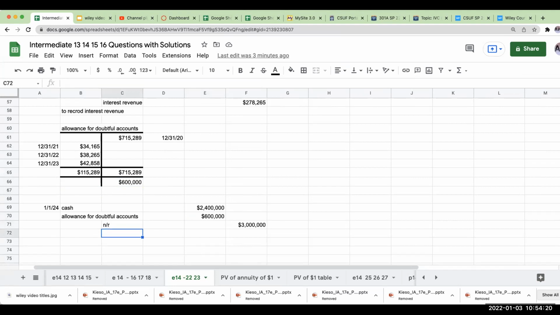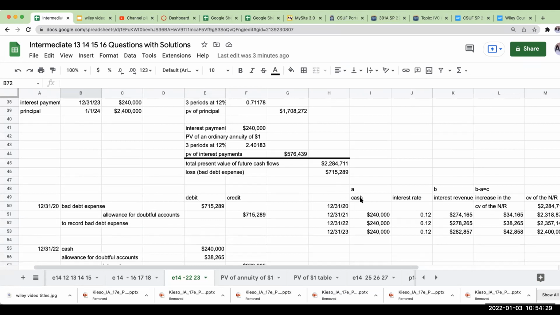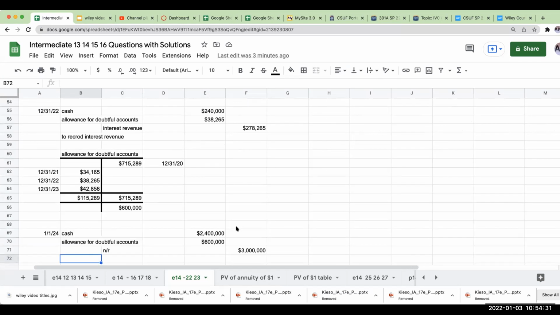So hopefully that wasn't too confusing, but again, my suggestion to you for this type of problem is to make sure you're going through and creating the tables, and that's all you can do, is practice, practice, practice.